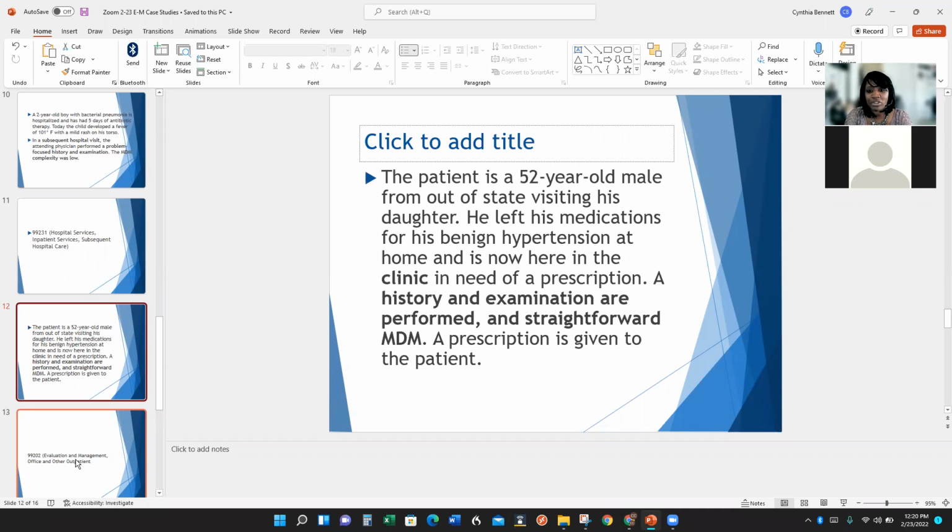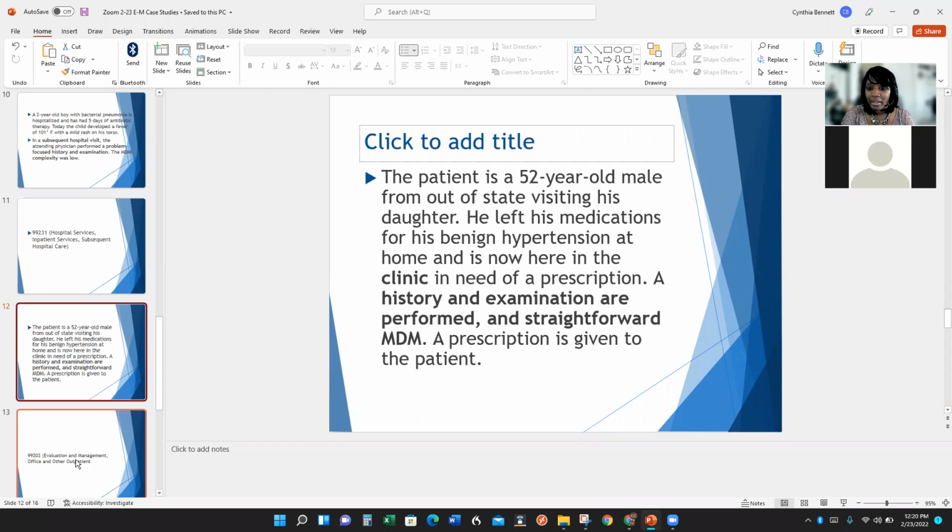So this one is a patient that's a 52-year-old male from out of town. They're visiting their daughter. He left his medications behind. So first thing we notice is that the patient is in a clinic. So now we know the patient's in the clinic. Don't even think about anything that has to do with any location other than an office visit, because we know this patient is in a clinic. We know we're not going to use hospital, nursing home, or any of those other ones. So we can go ahead and eliminate that because we know the patient's location.